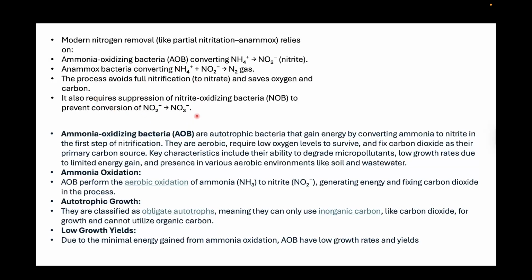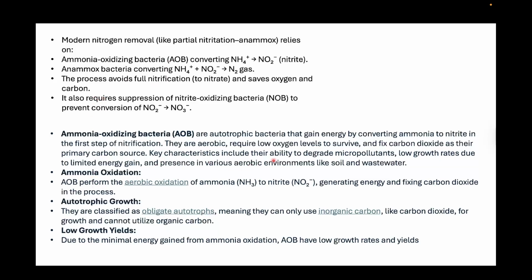It also requires suppression of nitrite oxidizing bacteria to prevent the conversion of nitrite to nitrate. Otherwise, anammox bacteria will not be able to use this as a substrate. Understood? So suppression of NOBs is one reason. Less amount of oxygen and carbon is another reason.